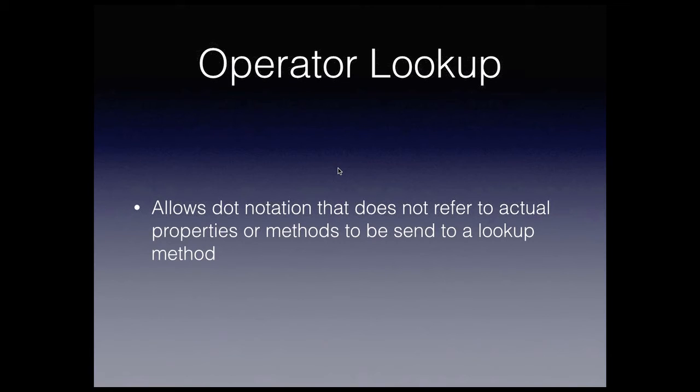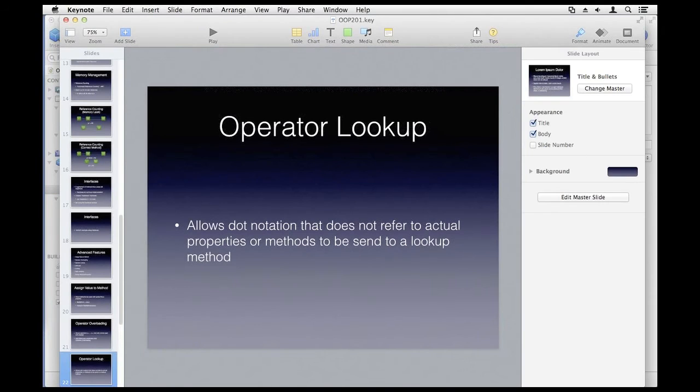All right, another one that's somewhat related to operator overloading is operator lookup. This allows you to write dot notation that does not refer to actual properties or methods. Kind of weird. Essentially, it's almost a form of dynamic programming, if you will. It's built into Xojo. These dot notation commands that you type that don't actually refer to real properties or methods get sent to a lookup method that you can then parse and do with however you want. So let's take a look at that example.